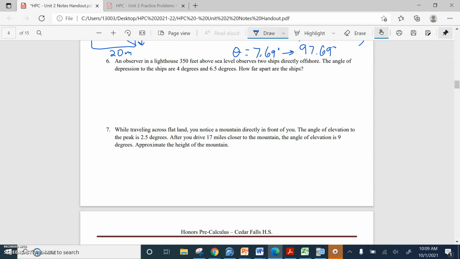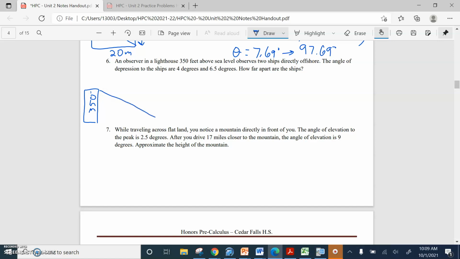Observer of a lighthouse. We have the lighthouse all the way up here, which is 350 feet. There's my lighthouse, 350 feet. Then we have 2 ships directly offshore, with angles of depression of 4 and 6.5 degrees.